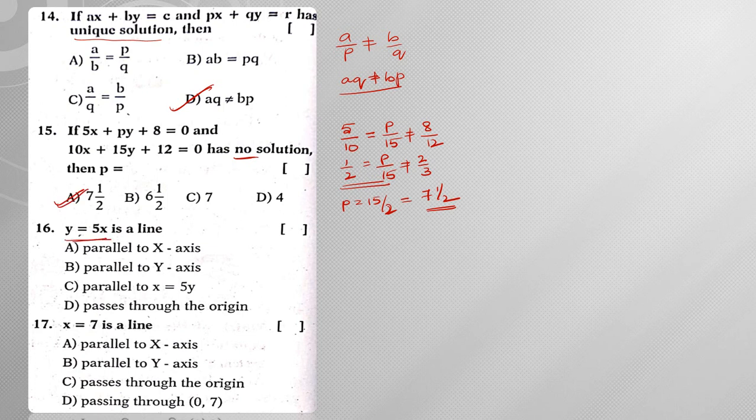Next, y is equal to 5x is a line. So y is equal to 5x. Whenever the constant is missing, that means it has 0, 0 as one of the solutions. Hence it passes through the origin. Or simply, you can say it is of the form y is equal to mx. So y is equal to mx always passes through the origin.